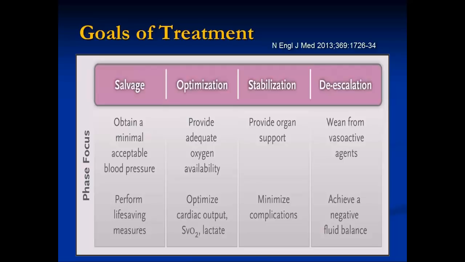Your goals of therapy should be very clear in your mind in the ICU. You try to get a minimum target blood pressure, and you're going to have to try to achieve that. You need to optimize tissue delivery of oxygen, and you have clinical signs to look for, like improved urine output and lactate coming down. Stabilize the patient and de-escalate your measurements as the patient improves, whether it's de-escalating antibiotics or the fluid and so on.